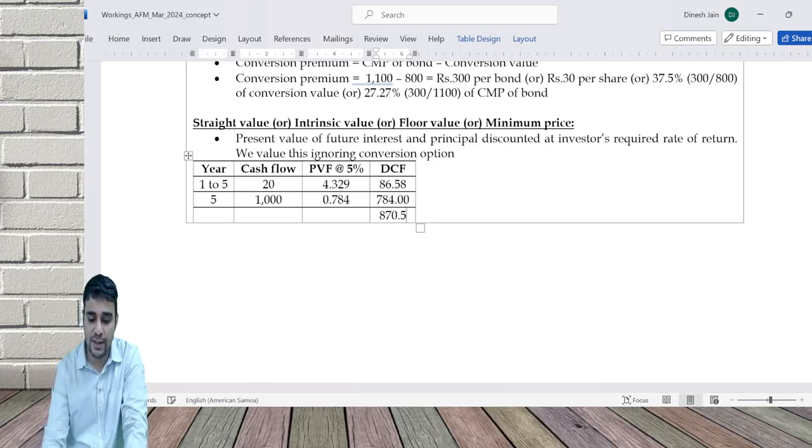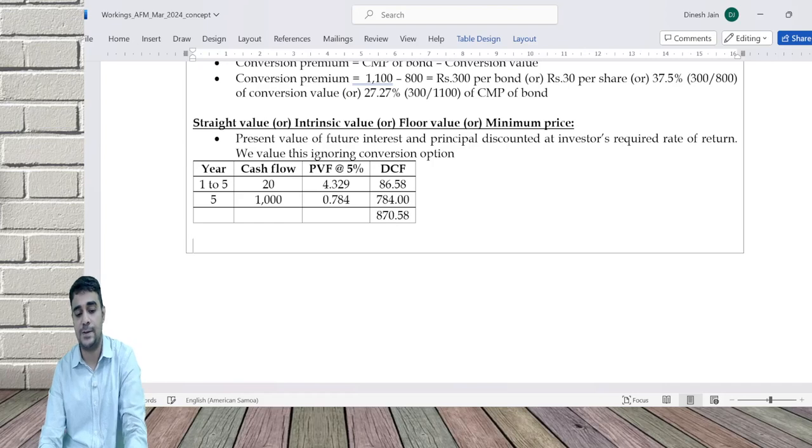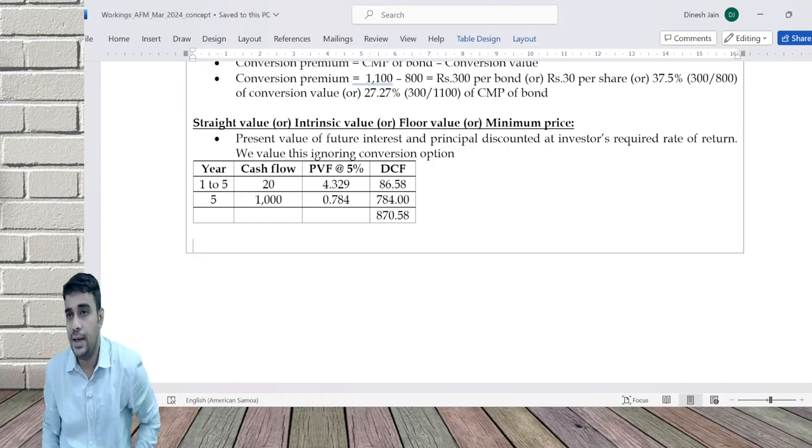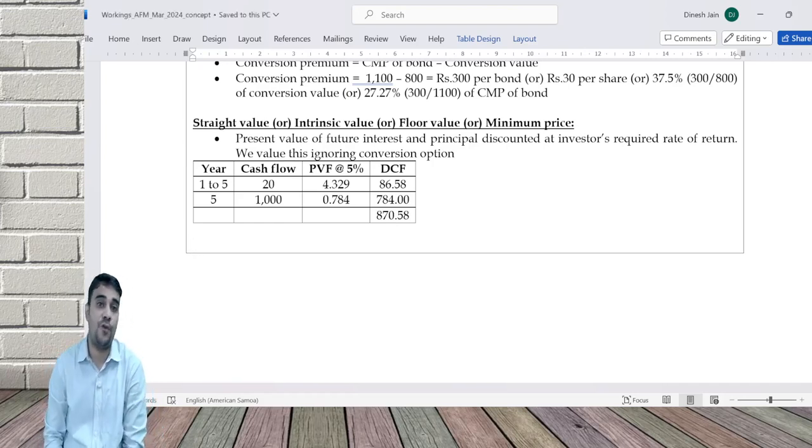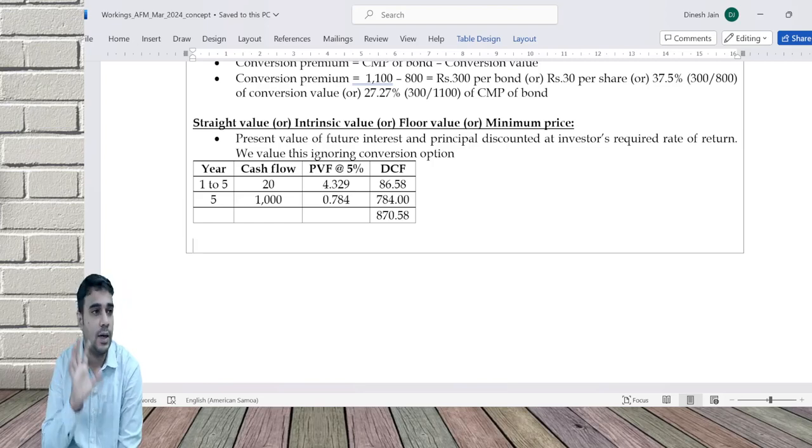Ideally, I should pay only this much, 870 rupees, for the bond. But I go ahead and pay extra. We have done one calculation called conversion value, which is what happens if you do conversion today. The bond's real worth as of now is 870.58. Any doubts on this? This is the real worth of the bond.